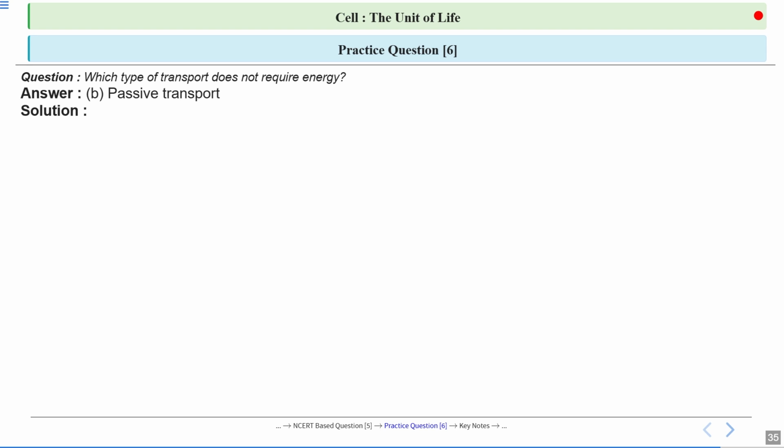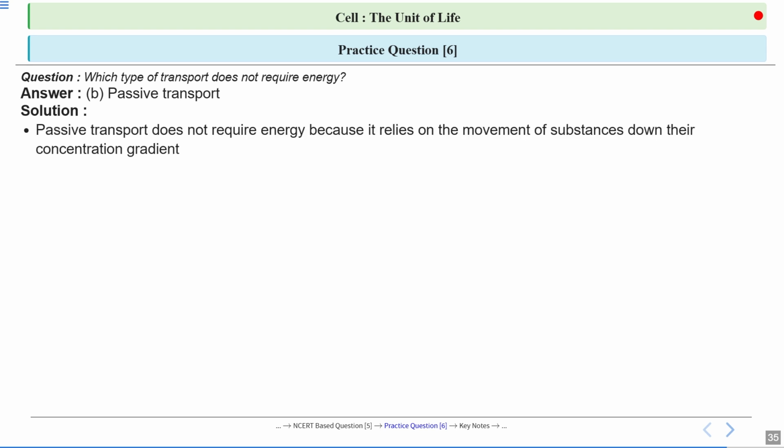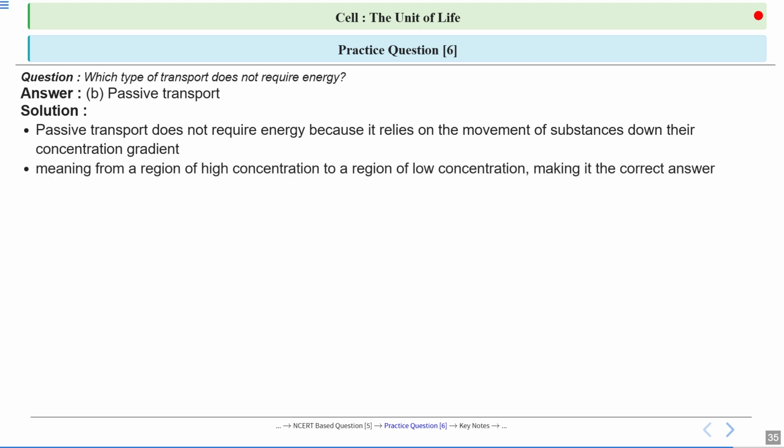Okay, passive transport is the correct answer. What is the explanation? Passive transport does not require energy because it relies on the movement of substances down their concentration gradient. Meaning from a region of high concentration to a region of low concentration, making it the correct answer.